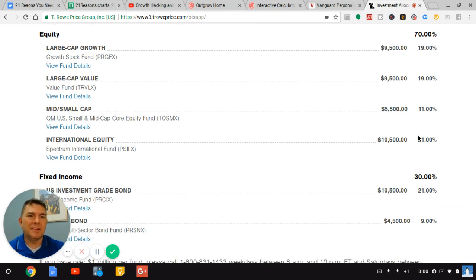21% of my 70% in the equities will be in international, which I'm fond of, actually. So what is that total? That's going to be about 15% of my overall portfolio. 14% of my overall portfolio will be international. 30% will be in bonds.